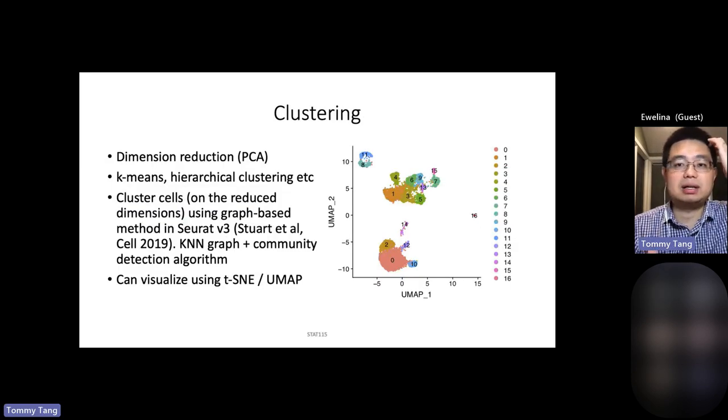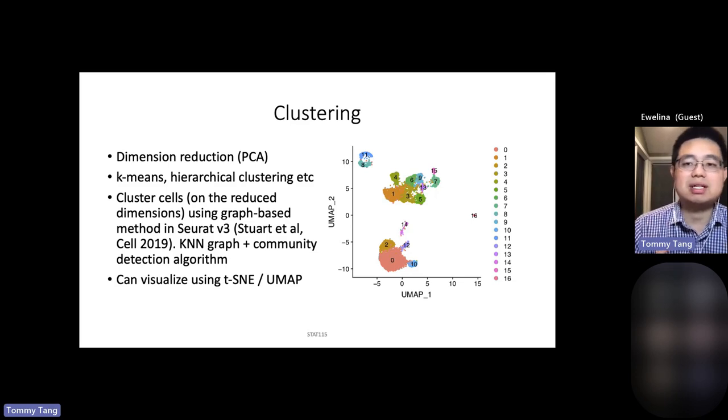So then for clustering, from this raw count matrix, you run PCA, then use the top 50 components for clustering. I can either use k-means clustering or hierarchical clustering. But the most popular or better performing method is to build a k-nearest neighbor graph in the PCA space and use a community detection algorithm to define the clusters.